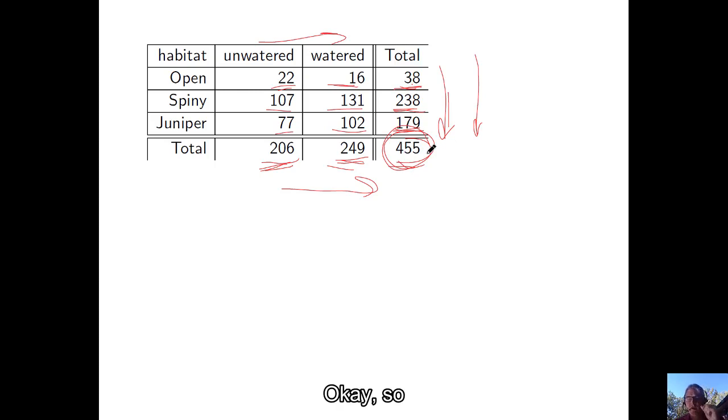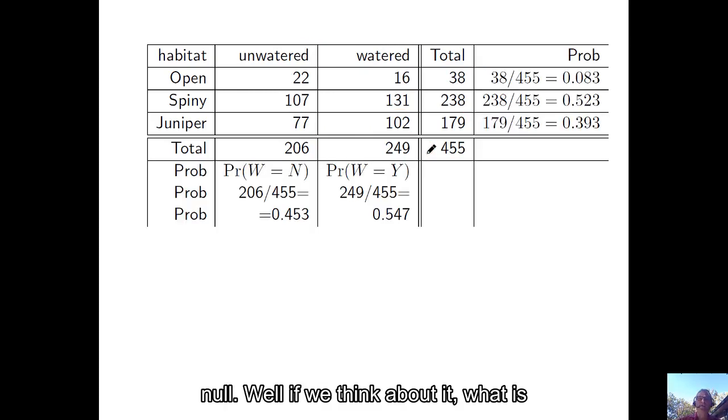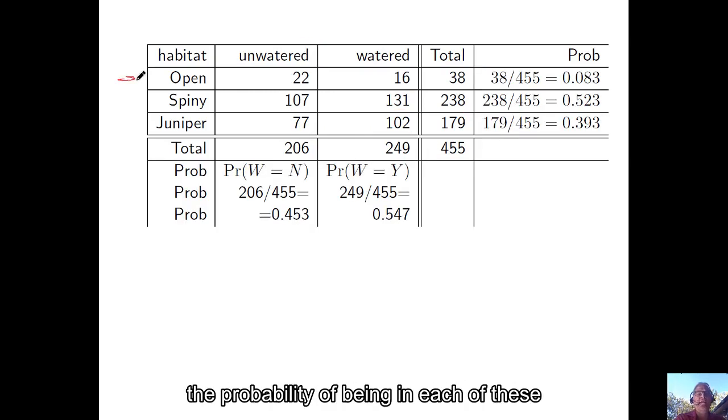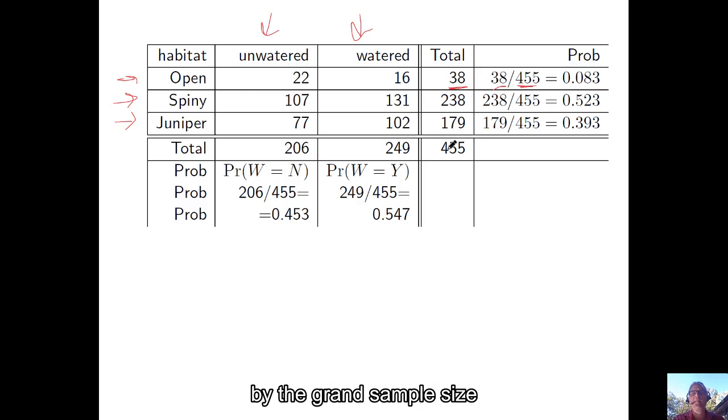Okay, so we're interested in what the expectations are under the null. Well, if we think about it, what is the probability of being in each of these rows? And what's the probability of being in each of these columns? Well, we have some data, so we can estimate the probability of being in the rows. It's just the total number of samples in that row, 38, divided by the grand sample size, 455, or the grand sum. And that's 8.3%.